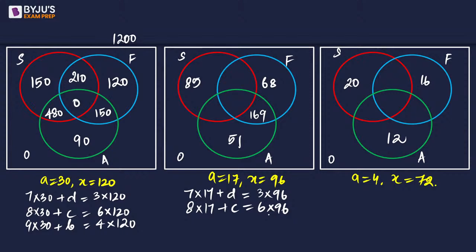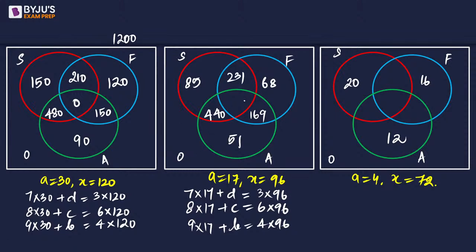576 minus 8 into 17, this is going to give us 440. काफी बड़ी वैल्यू है. And then we will have 9 into 17 plus b is equal to 4 into 96. So this is going to give us 384 minus 153, which is 231.